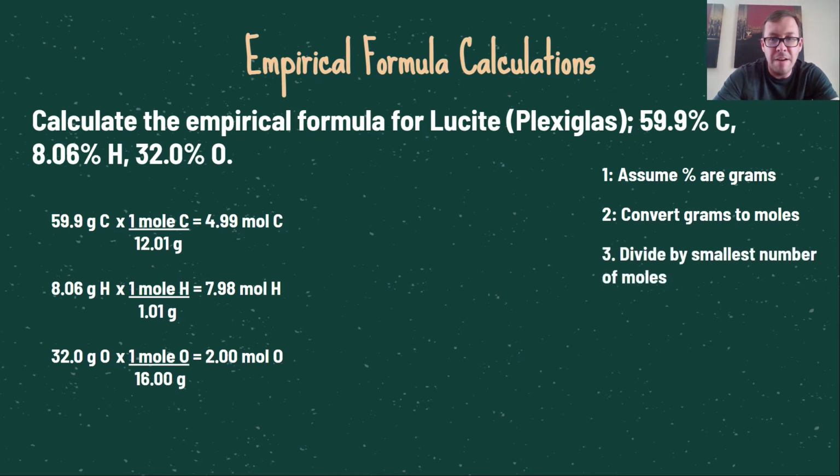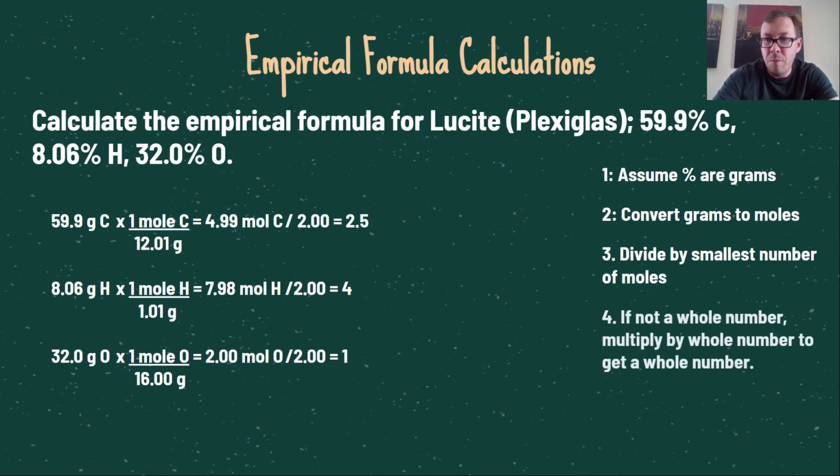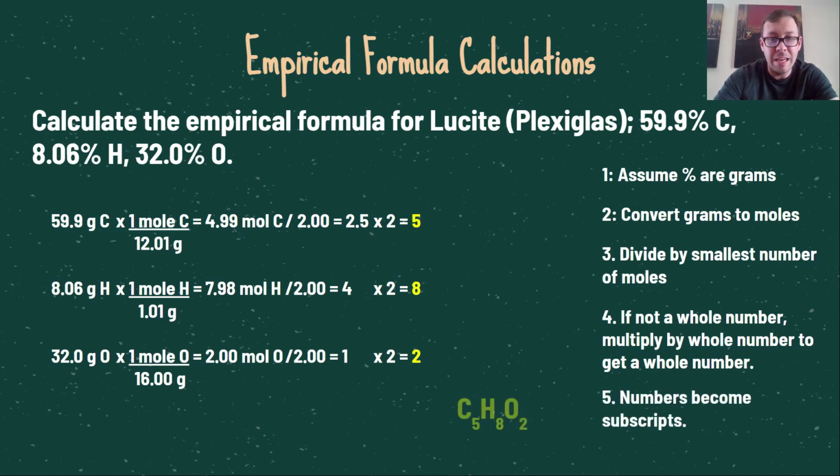We're going to then divide by the smallest number of moles. So we divide each of those by 2 because that's our smallest mole number. We get 2.5, 4, and 1. Well, if we don't get a whole number, we need to figure out what whole number we need to multiply to get these to be whole numbers. Well, 4 and 1 aren't that big of a deal, but 2.5 is the one that's throwing us off there. So what we need to do is multiply all of our numbers here by 2. That is going to give us 5, 8, and 2. Those then become our subscripts, and we get our empirical formula from that.